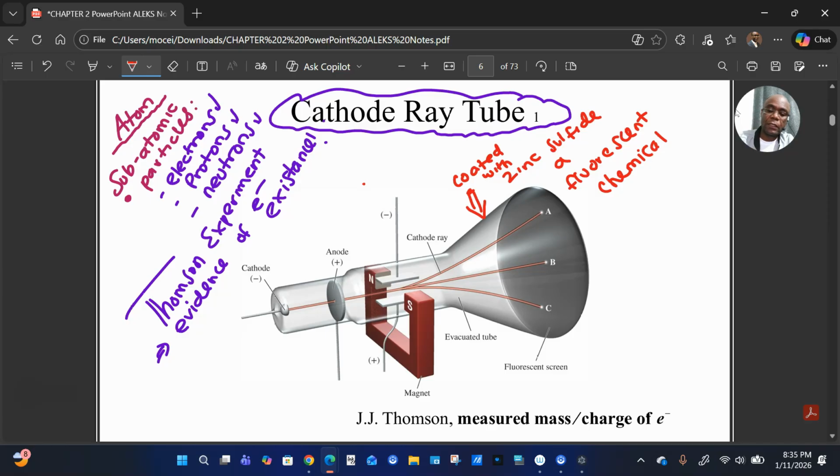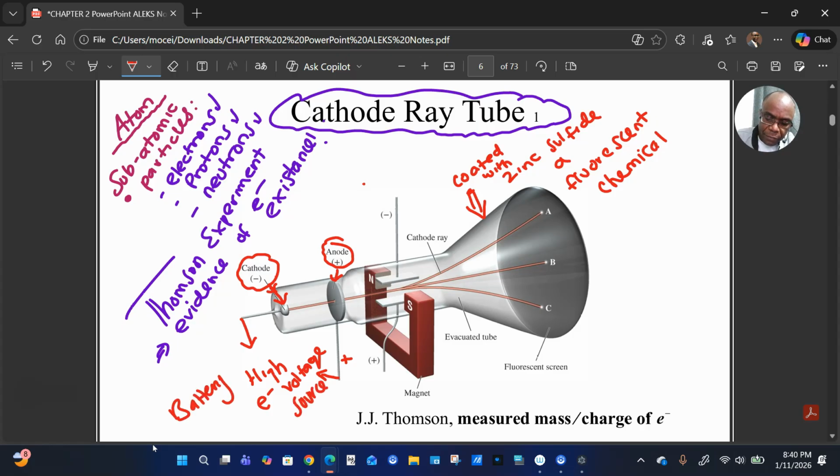But this is what the setup is. There are two polarized plates here. There's the cathode plate at the end of the tube, and there's the anode plate close to the edge of the tube. These two plates or metals were connected to a high electric voltage source, in layman's language, connected to a battery.